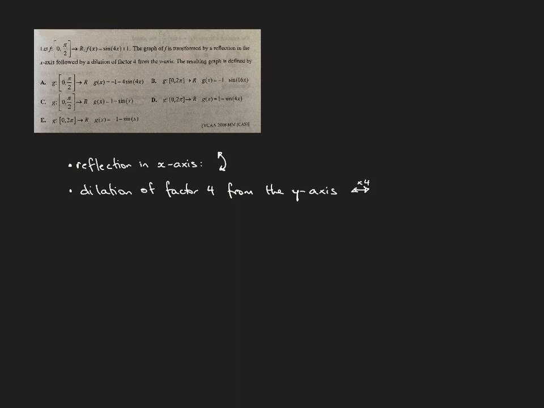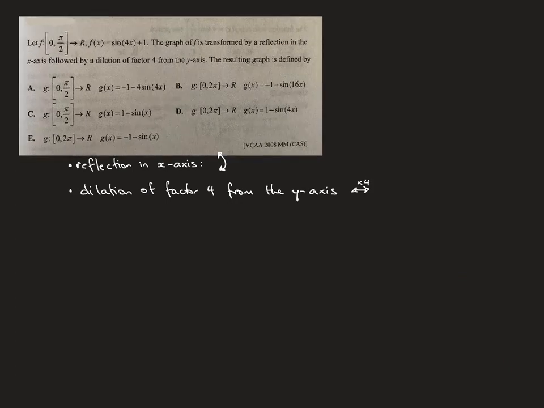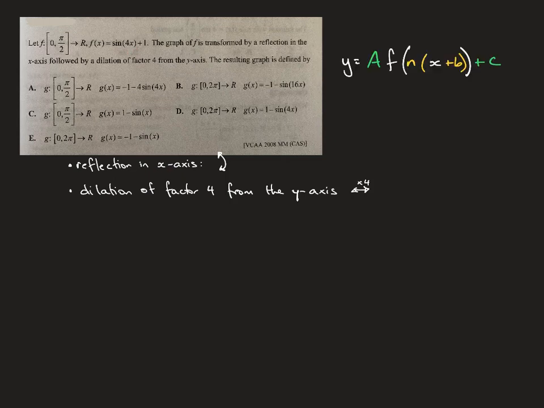This question is also an exam question. So it gives you a restricted sine function, and then tells you that the graph is transformed. And there's two transformations. First, a reflection in the x-axis, followed by a dilation of factor 4 from the y-axis. So the two transformations that we've got, I've written here. And so we're going to take our f of x function and we're going to make these two changes to the function.